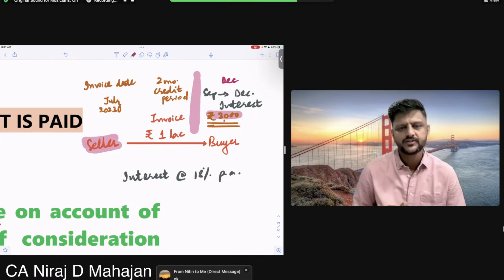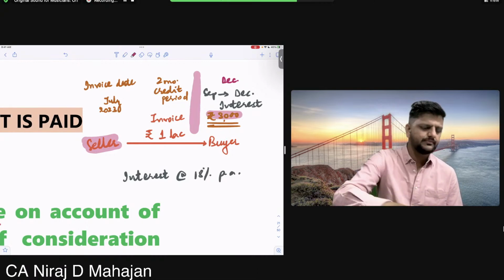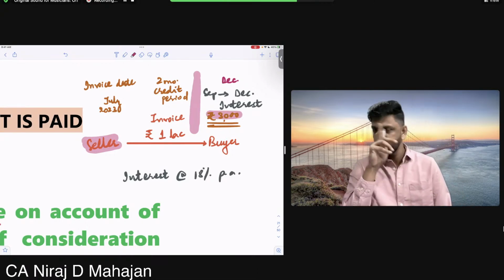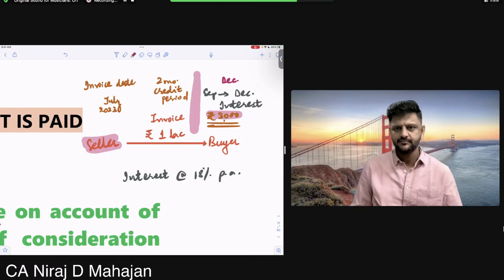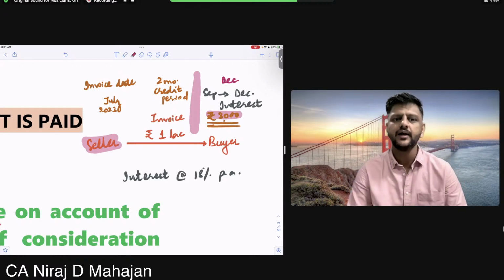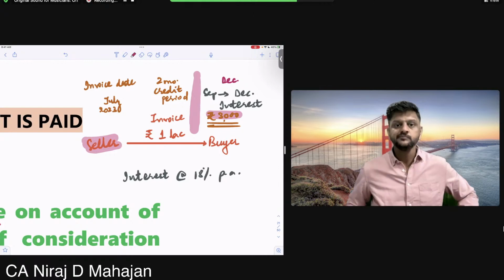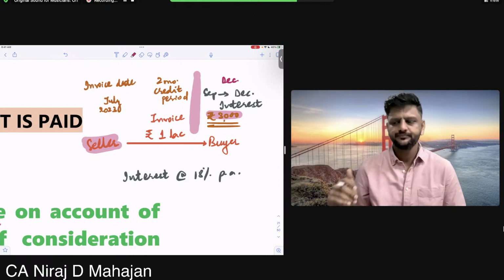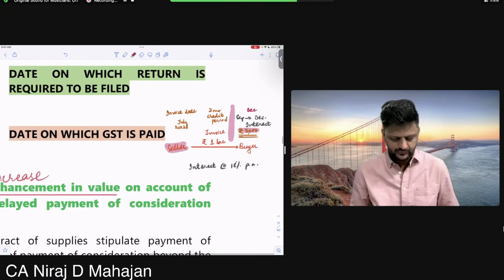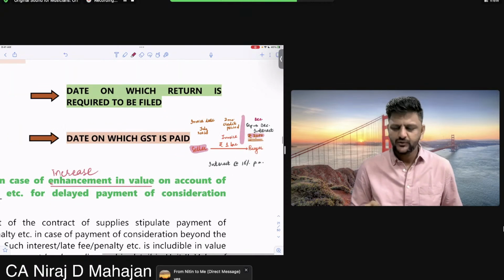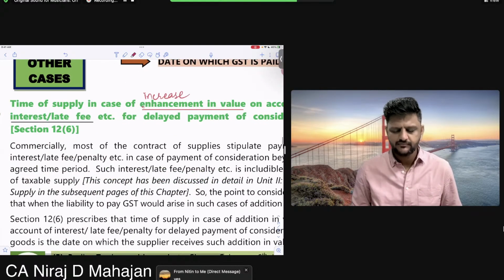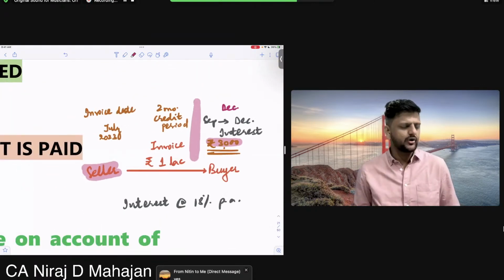Now, what will be logically correct? When he actually receives the same. The month in which he actually receives that interest amount. Is it okay, everybody? Correct or no? Chalo. Commercially, this is in a way a breach of contract. So for that breach of contract, it is allowed.